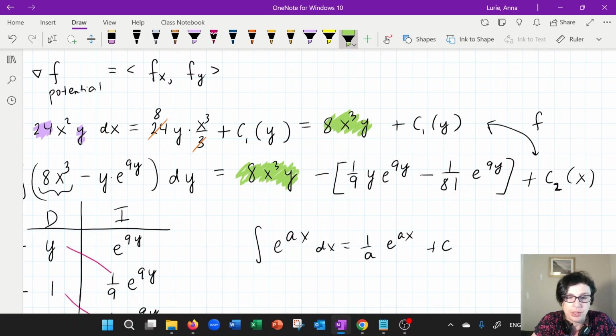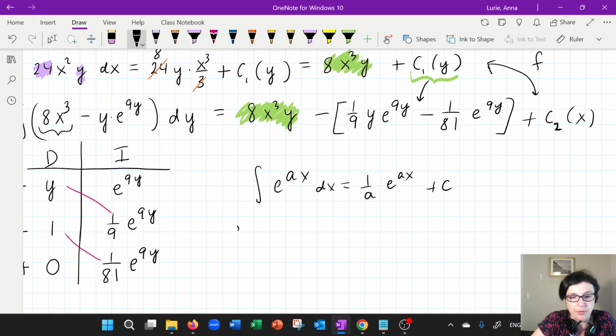You can see that if this was different, how would you get it the same? Because this has got to be the same answer. Now, the C1 of y, that's the part that we just found over here. That's something that we were missing that only had y. Now, do we have anything that has only x from the first term? No. And that means that I'm already done with my potential.